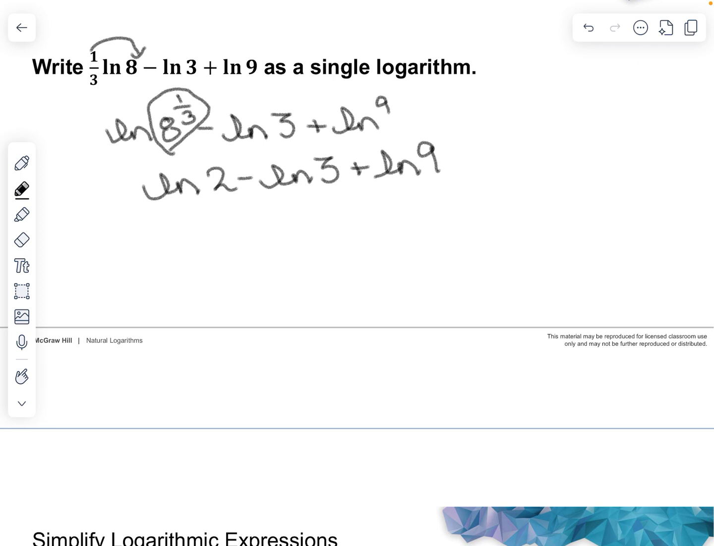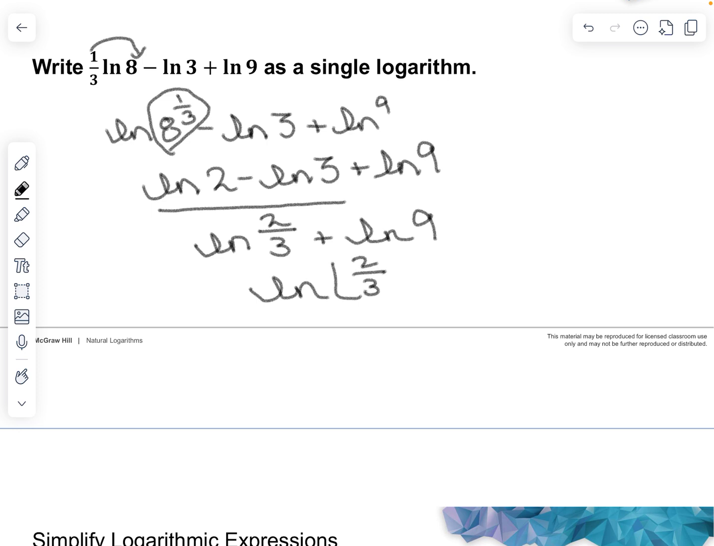Now I have add and subtract. Order of operations says I need to go left to right, so I have a subtraction here, so I can condense this to the natural log of 2 divided by 3 plus the natural log of 9. And finally, I only have add, so I can change that to the natural log of 2/3, add becomes multiply, times 9. And 2/3 times 9 is, 2 times 9 is 18 divided by 3 is 6, the natural log of 6. And it wants us to leave it that way, but I will show you that has a value.